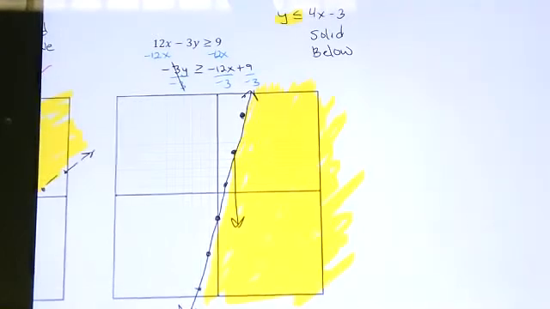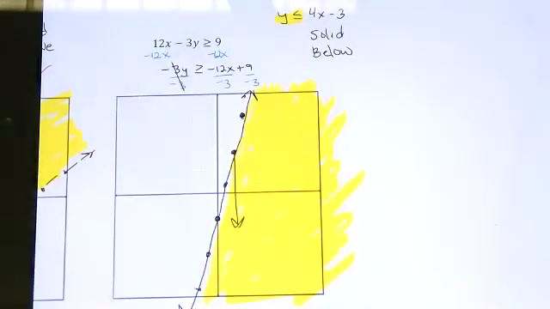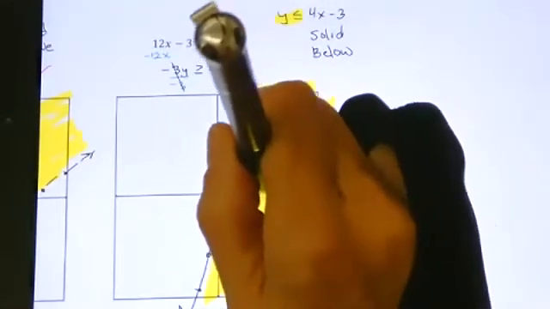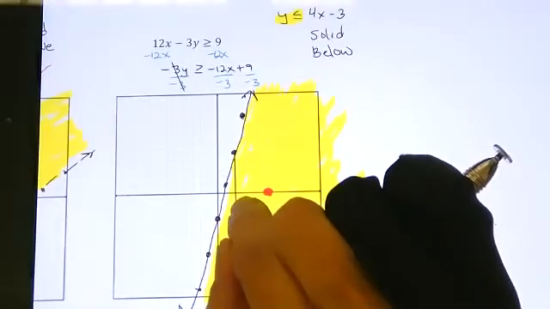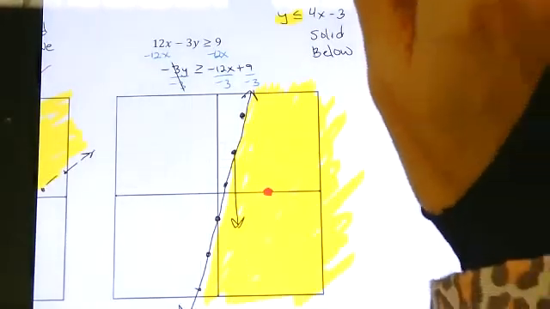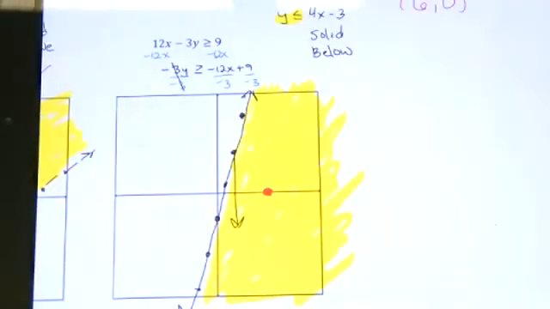So let's pick a point in the shaded region. Someone give me a point that's in the yellow. Any point you want that's in the yellow. There's a lot of them. Lots and lots of points there. Okay, well, I'll choose one. I'll choose that one. And that happens to be 6, 0. Not for any particular reason. I just chose 6, 0.